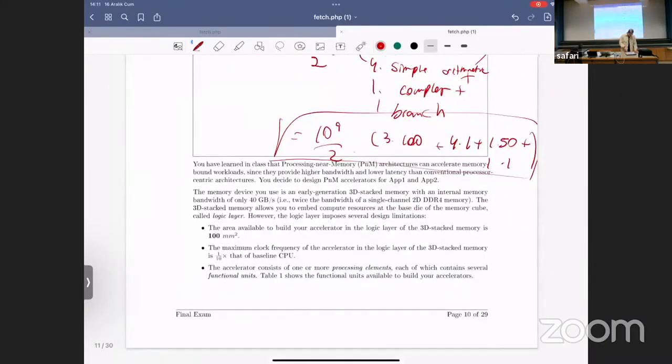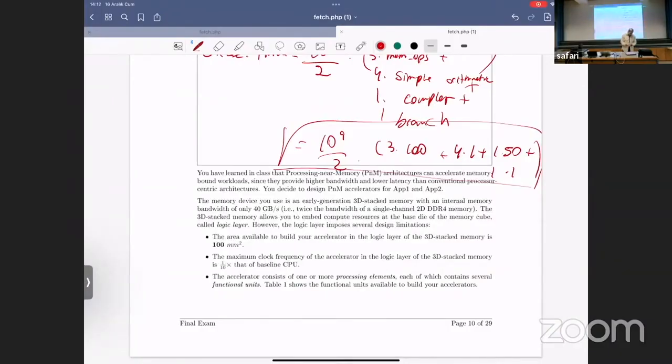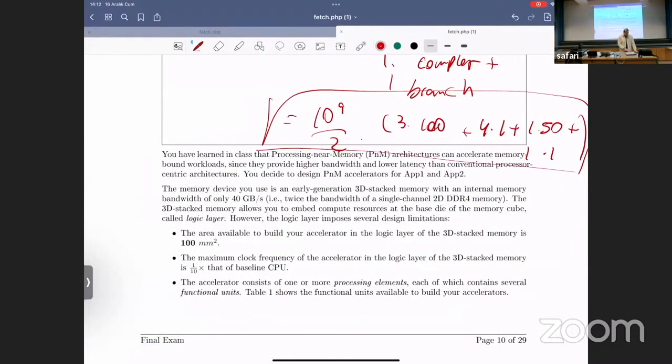Okay, great. So now we are going to implement a processing-in-memory accelerator for this architecture. And here it gives you some of the limitations of the processing-in-memory architecture that you are going to design. You're going to design an accelerator in the logic layer of a 3D stack memory, which can provide your accelerator 4 gigabytes per second of memory bandwidth. But at the same time, you have an area envelope of 100 millimeters square. And the clock frequency of the accelerator, because it's in DRAM, is going to be lower than in the CPU.